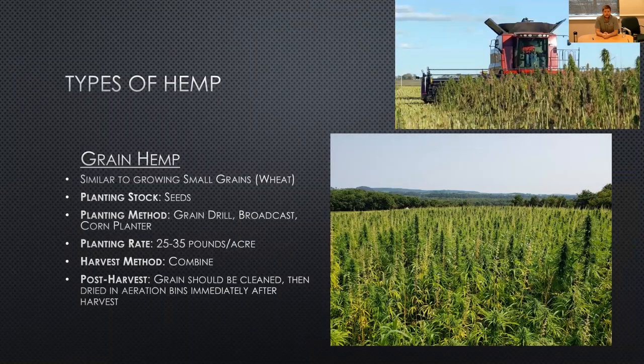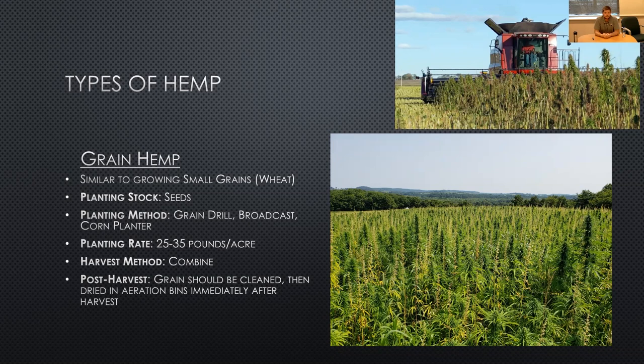So the second type of hemp is grain. This is more similar to growing small grains like wheat. Our planting stock again here is by seed. And here we have our planting method is either a grain drill, broadcast seeder, brillion seeder, or we can even use a corn planter to plant on 15-inch rows, 22-inch rows, or possibly 30-inch rows if we desire to do that. I will say that the primary method with this model is with a grain drill or an air drill.